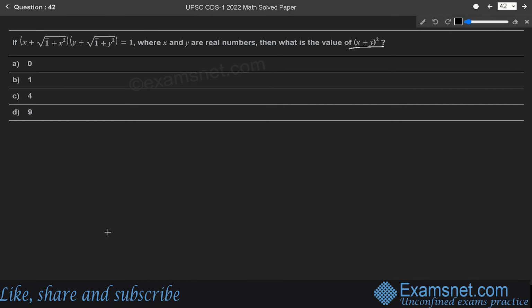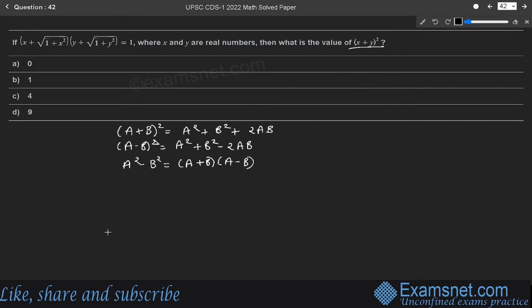So first let us write the formula, which is (a + b)² = a² + b² + 2ab. Similarly, writing it for (a − b)², it will be equal to a² + b² − 2ab. We also know that a² − b² = (a + b)(a − b). You can see that this is the formula which we are using in most of the questions. So please do remember this formula. Now there is a trick to solve this question.